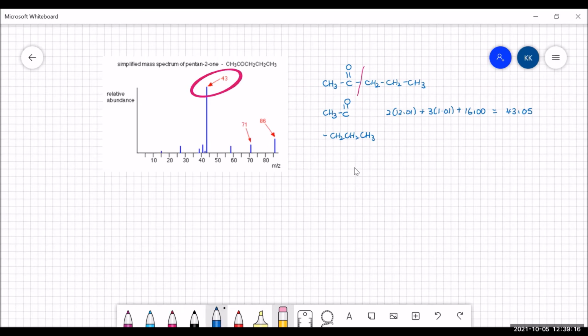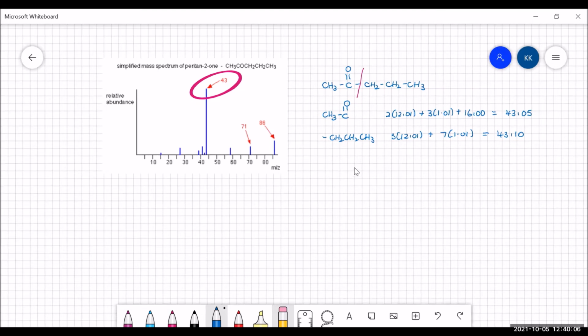Our second fragment has 3 carbons and 7 hydrogens. Also 43, this would explain why that peak was so large, had such a large abundance. We have 2 separate fragments here that contribute to that peak. Let's have a look at a different fragmentation.